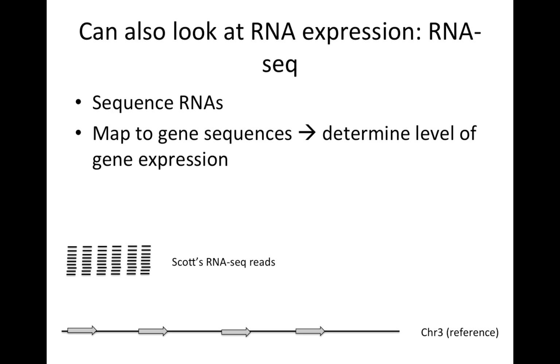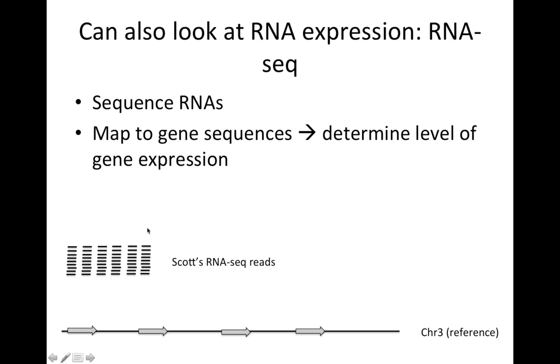So another thing that we can do is we can use DNA sequencing, Illumina sequencing, to study RNA expression. So this is called RNA-seq. And so the way this is going to work is that instead of taking all the DNAs and grinding them up, we're going to take the RNAs and then convert them into DNAs by a process called reverse transcription.